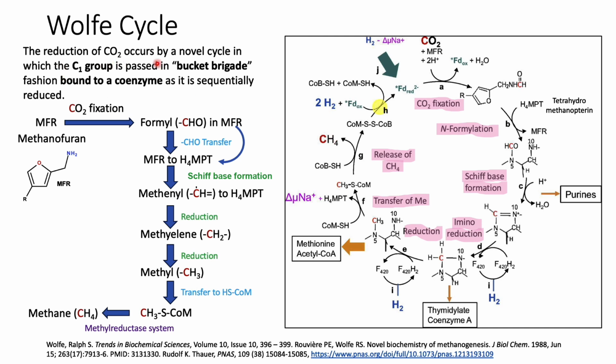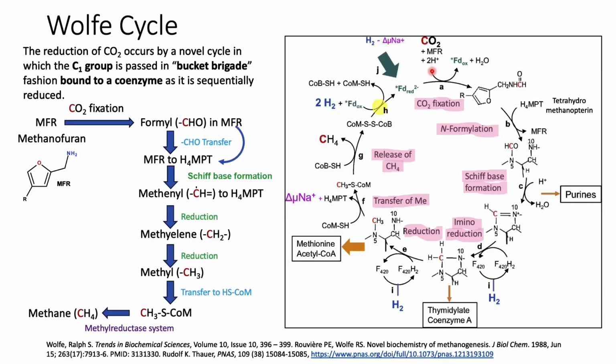The reduction of carbon dioxide occurs by a cycle where the C1 group is passed in a bucket brigade fashion. So what do you mean by bucket brigade fashion? In construction, in the olden days, the labor was very high, so there were a lot of people. The bucket brigade is where bricks are transferred from one person to another in a bucket, going like a chain. Every time they carry only one or two bricks, transporting them from the place where they are stored to the place where the construction actually takes place. So that is what is called the bucket brigade.